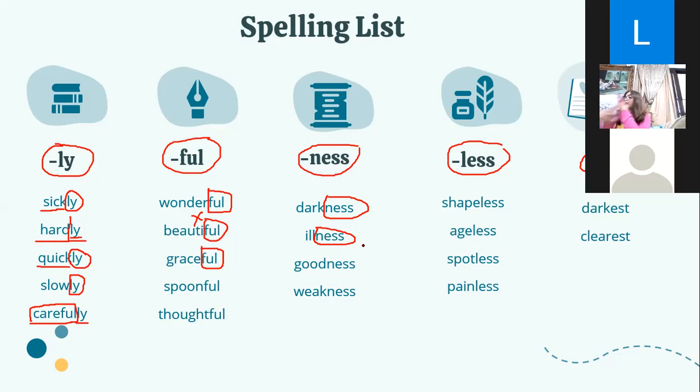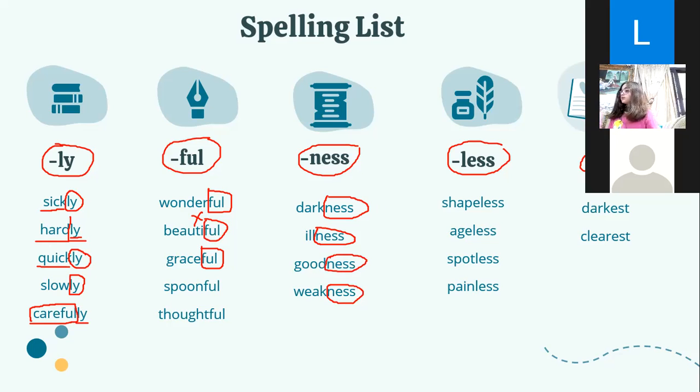Goodness, something that is very good. It shows goodness. The last word, weakness, when something is weak or it shows weakness. My weakness is that I am afraid of losing someone I love, for example. We added the suffix ness.